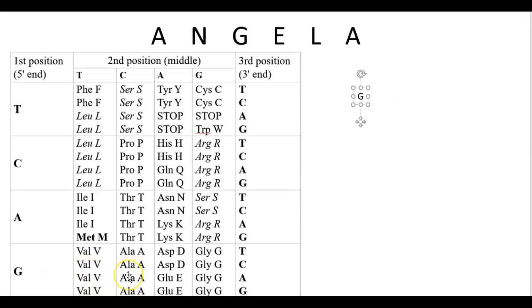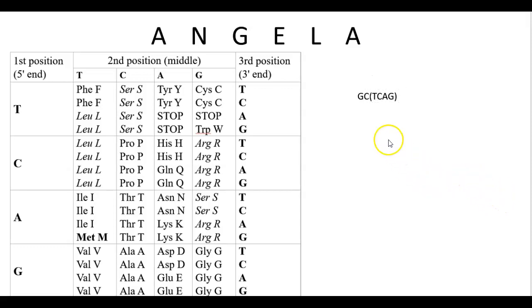Okay, what is the second position? Because we know that we have triplets. The second position, we are just simply going up. That is the second position, and we find this is a C. And for the third position, we go to the right. And we find that this could be actually a T, C, A, or G. So we can write this as T, C, A, G.